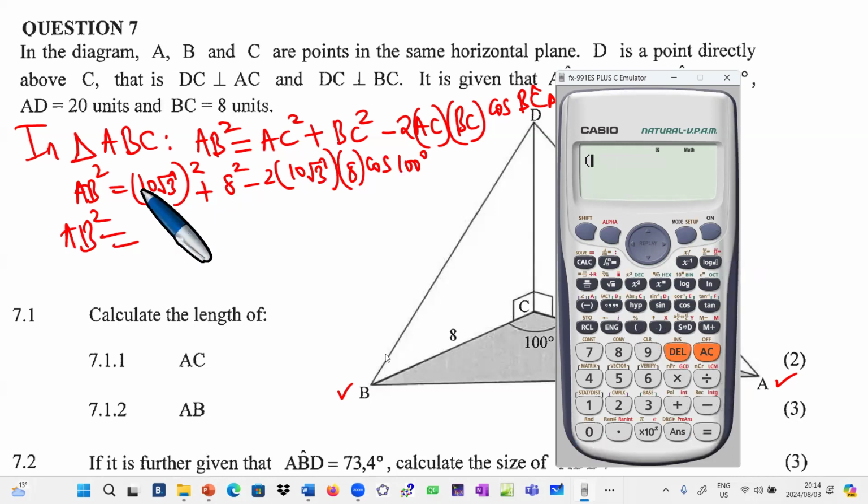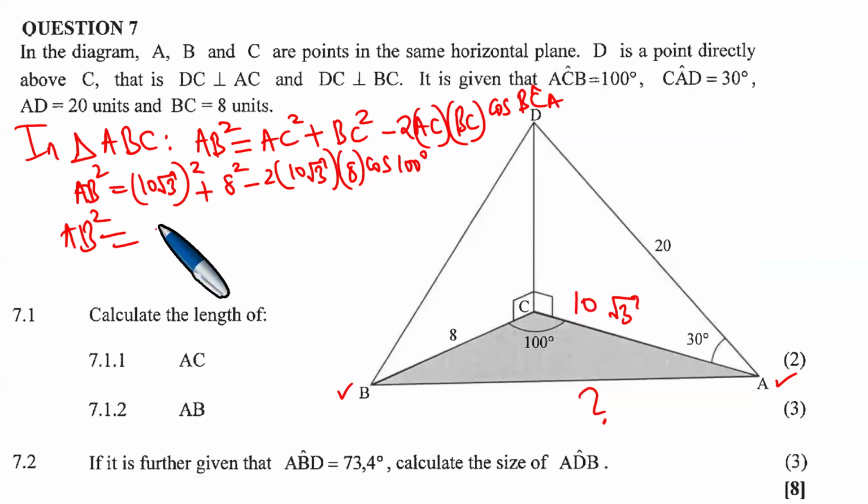We're going to have exactly here 10 root 3, close the bracket, you square this, plus 8 squared, minus 2 times 10 root 3 times 8 times cosine 100 degrees, close bracket, equals. We're getting exactly 412.12 square units, because it is equal to AB squared.